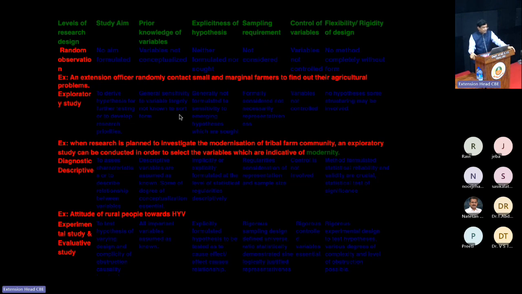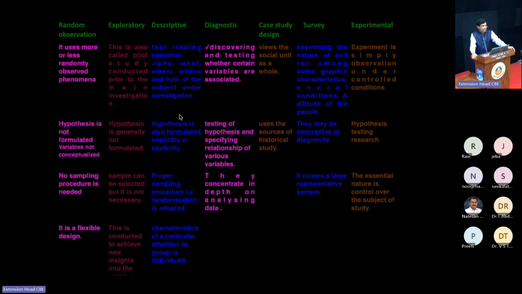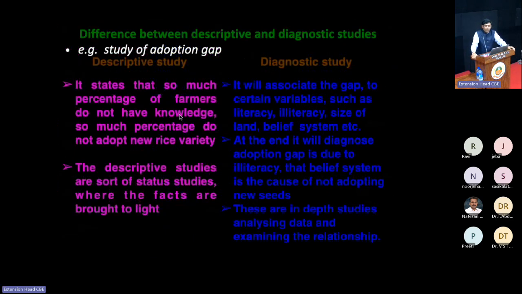And the diagnostic and descriptive. The example is the attitude of rural people towards high yielding varieties. You can see the difference. Descriptive is mainly fact finding. It focuses on what facts were contributing to that phenomenon. Why is the socio-economic cultural profile of the tribal farmers still in the same state as we saw two decades back? What are the reasons? That is clearly explained by the descriptive research design.